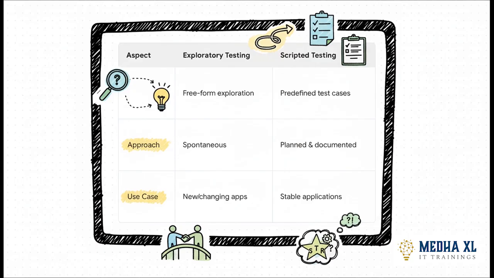Scripted testing is your organized, documented, follow-the-recipe approach. It's absolutely essential for regression testing and stable parts of the application. But exploratory testing? That's where you get to be a detective. It's about using your intuition and experience to find those weird, unexpected bugs, especially in new features. A truly great tester knows they need both in their toolkit.